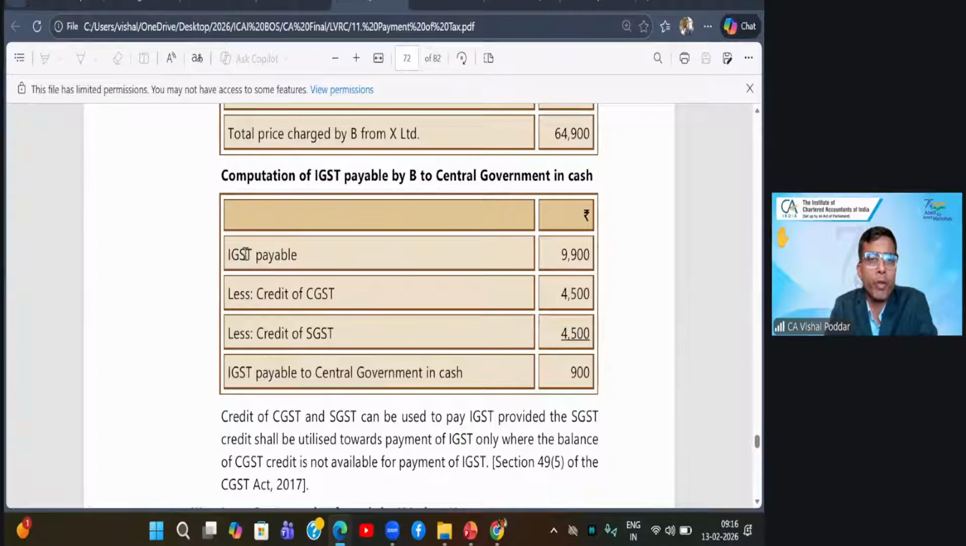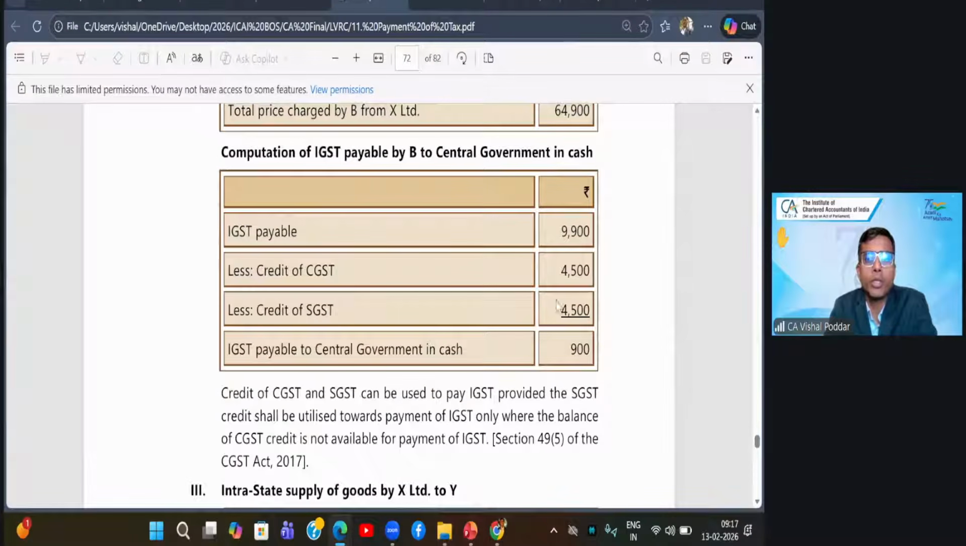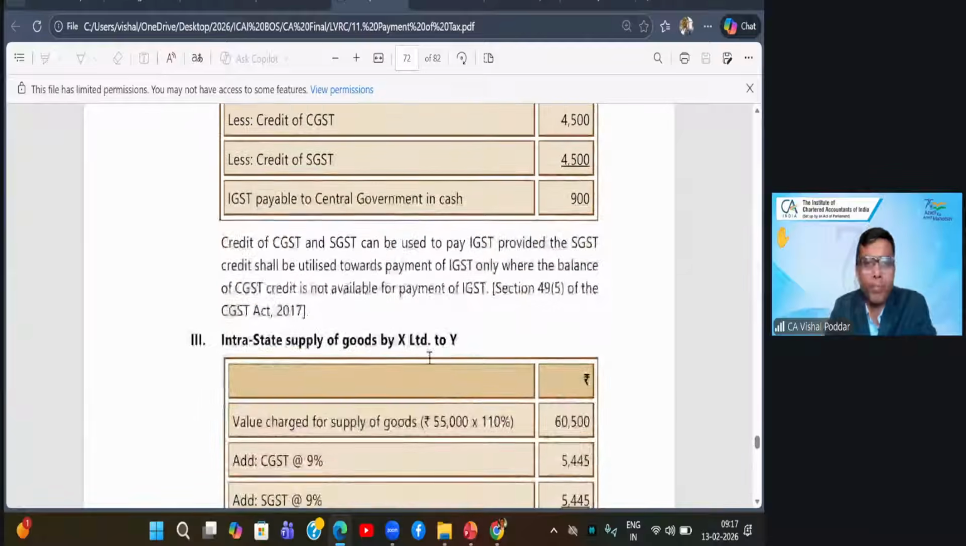Now we all know for IGST liability, you have to first use IGST credit, but it is not available here. Once the IGST credit, if available, is utilized and you still have IGST liability, you will use the CGST and SGST credit. So here, B is going to use the CGST and SGST credit, so that will be reduced, and the balance amount will be paid by B to the central government because it is IGST liability.